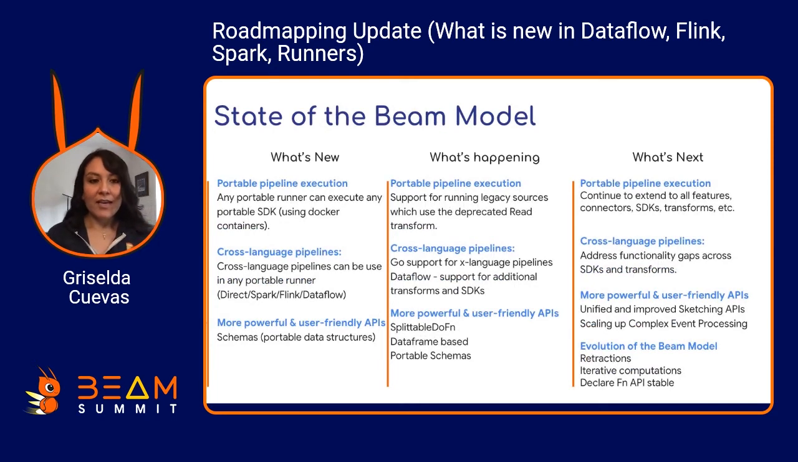So the Beam model has, as Max was mentioning, three main components. The portable pipeline execution, the cross-language pipelines, and we also want to cover that we have been developing more powerful and user-friendly APIs. So what is new? As Max mentioned in the introduction to the architecture, the Beam model continued to evolve to finally allow any portable runner to execute any portable SDK using Docker containers. So this is part of the portable pipeline execution piece.